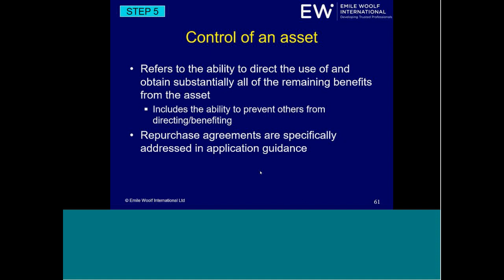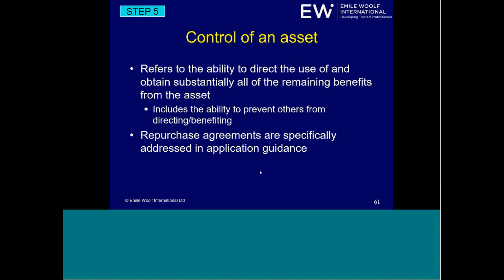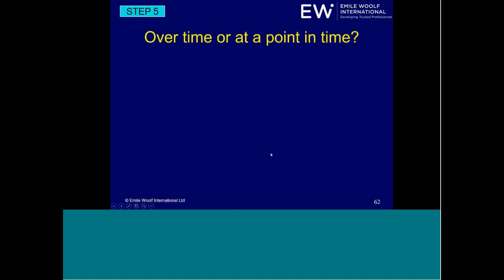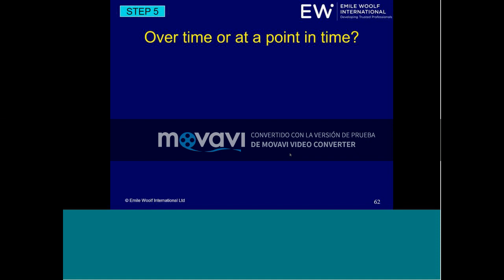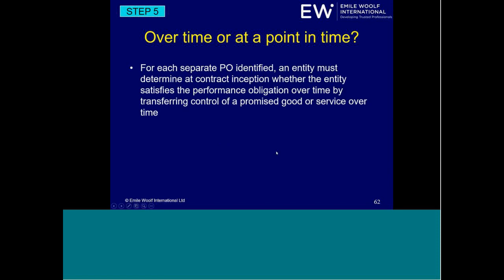The question that we have to address at this final stage is whether the process is something that happens continuously over time, or is it represented by a deliverable at an instant in time? For each separate performance obligation identified, an entity must determine at inception. Again, just to emphasize the point that I made, this is not something that you can design when you get there. It's something that you build into your model of revenue recognition.